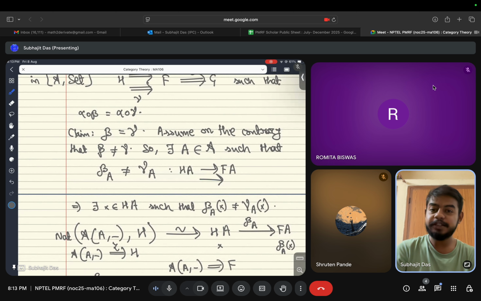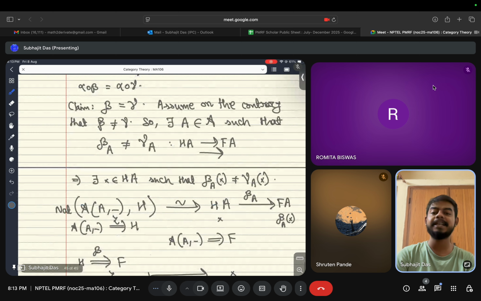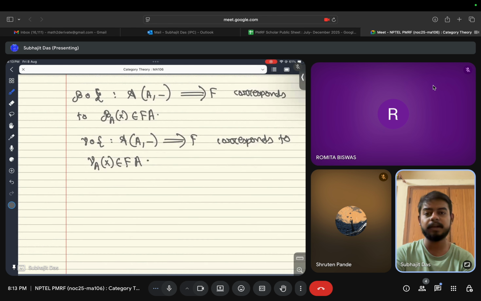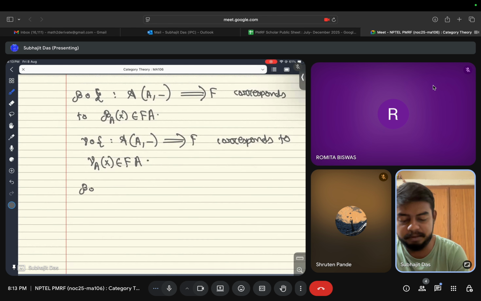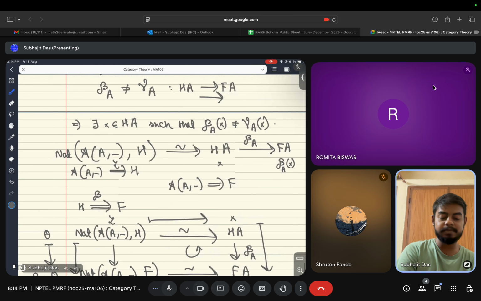So beta was assumed to be different from gamma, right? So beta not equal to gamma implies beta a not equal to gamma a, which implies, that is how we got the element x, that there exists an element x in Hs such that beta ax is not equal to gamma ax. So beta ax and gamma ax are unequal, right? Which implies beta composed with zeta should not be equal to gamma composed with zeta, as beta ax is not equal to gamma ax. Precisely because you have this bijection, right?